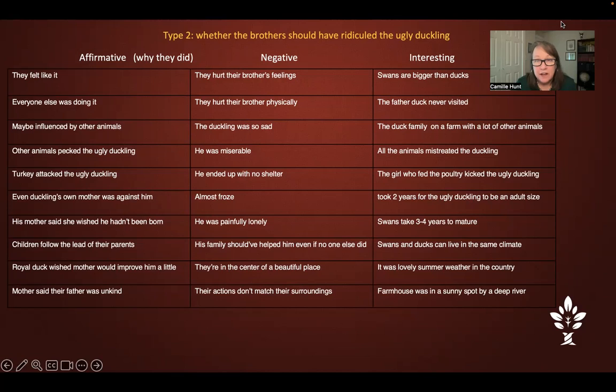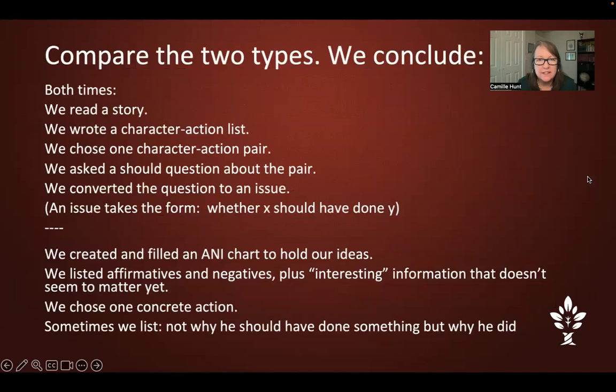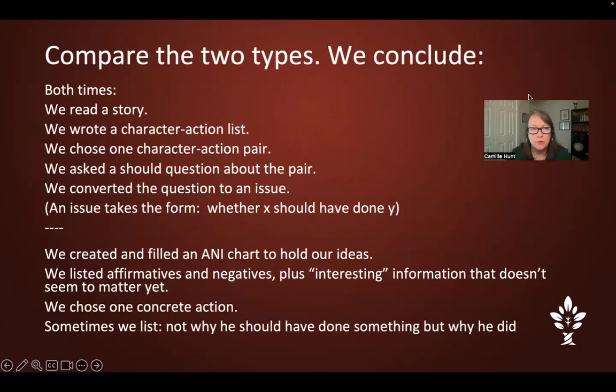Okay, now we have a second Annie that is finished. So let's see what's next. Let's compare the two examples. We conclude both times we read a story, we wrote a character list and then an actions list to go with it. We chose one character action pair. We asked a should question about the pair, and then we converted the question to an issue. And the issue takes the form whether X should have done Y. Both our issues were in that grammatical structure.